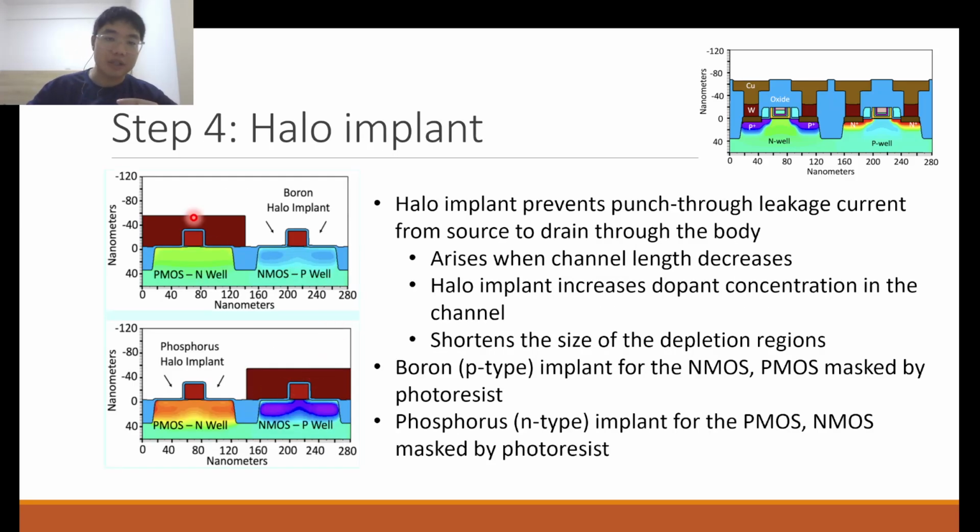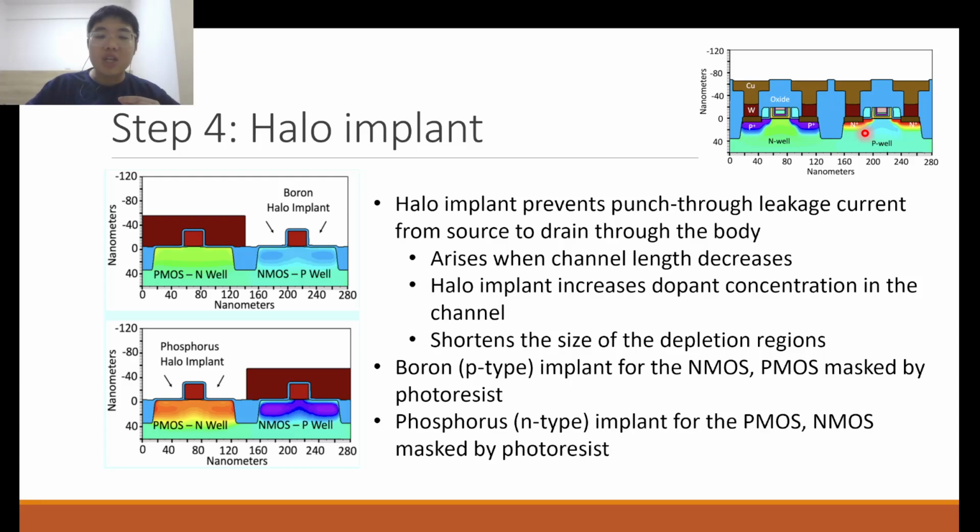So the next step is the halo implant. What is the purpose of the halo implant? It turns out that one major form of leakage current in MOSFET devices is what we call punch-through. This occurs when the depletion region, remember there's a depletion region at the source and drain between the N and the P regions, and here the N and the P region. So there is a depletion region.